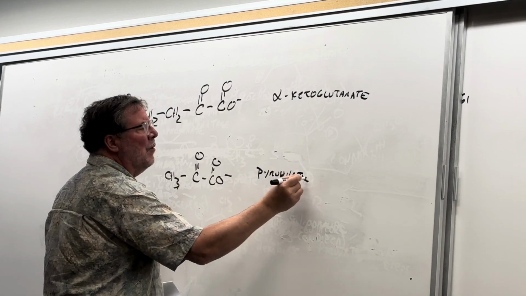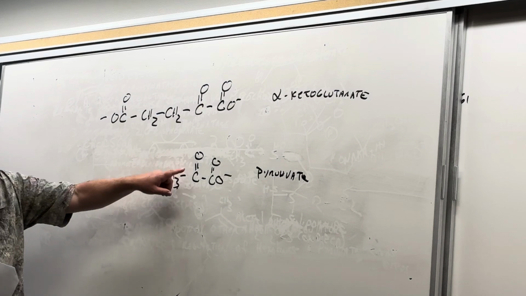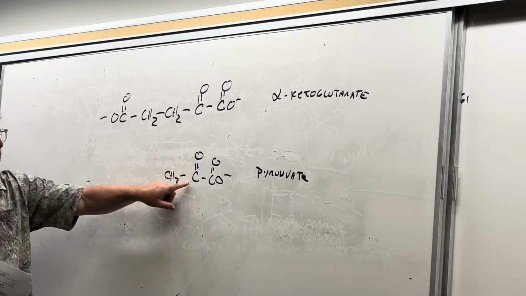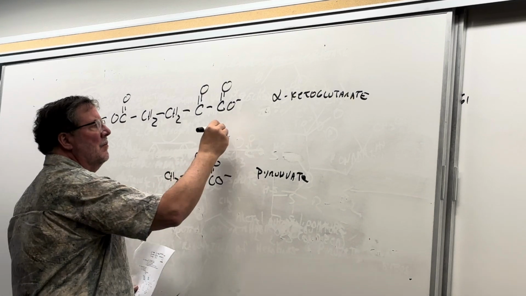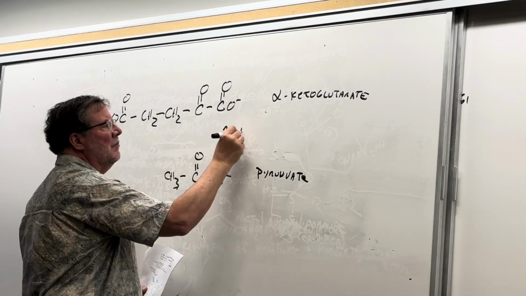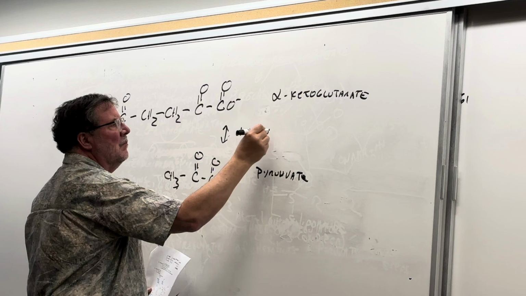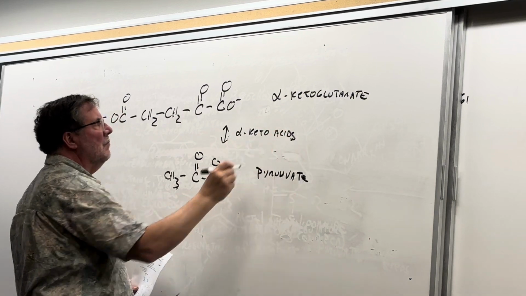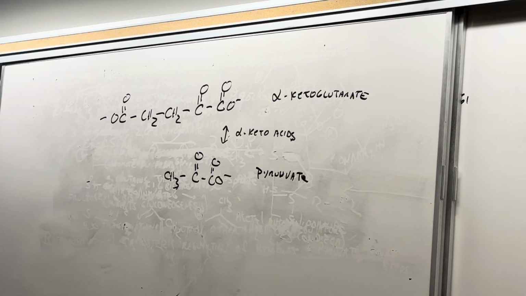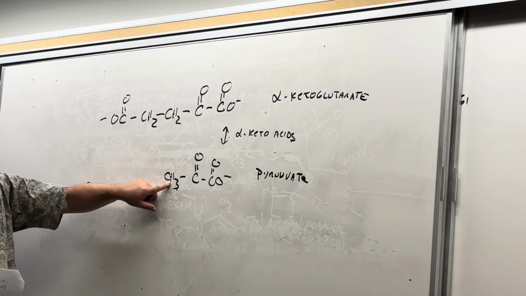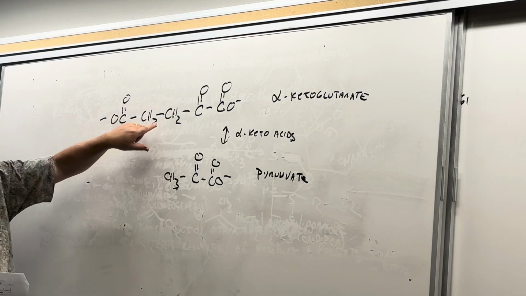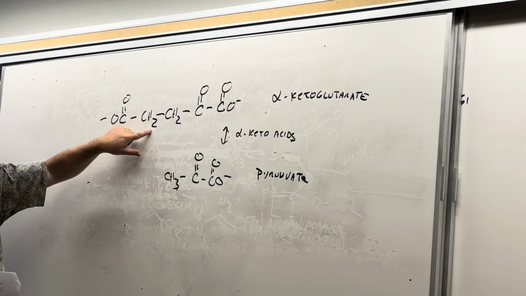Both of these are what you would call alpha keto acids. So there's a keto group at the alpha carbon from a carboxylic acid. We could put R in here. In this case R is a methyl group, and here the R is the CH2CH2COO kind of thing, right?